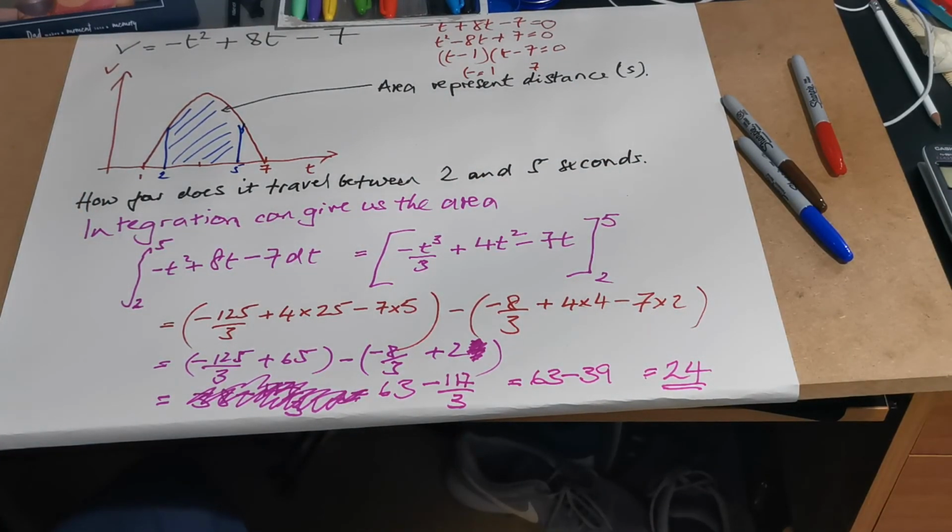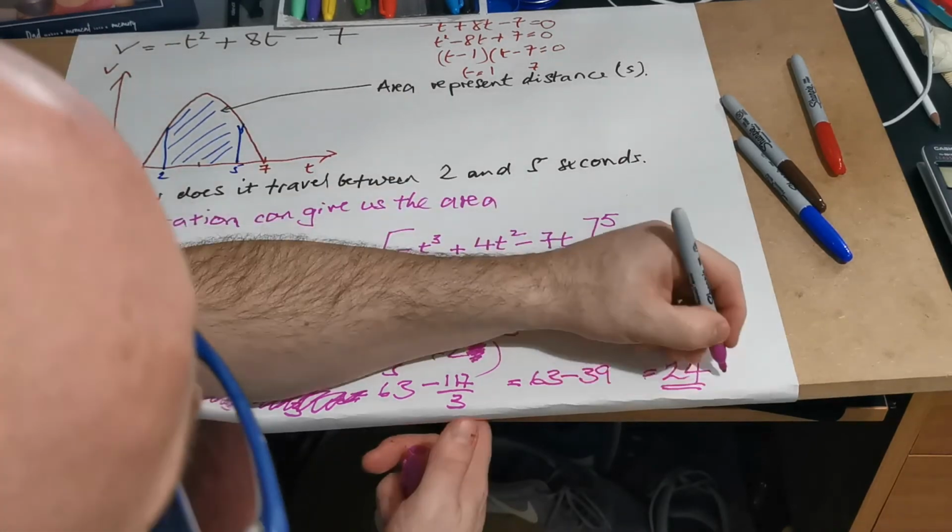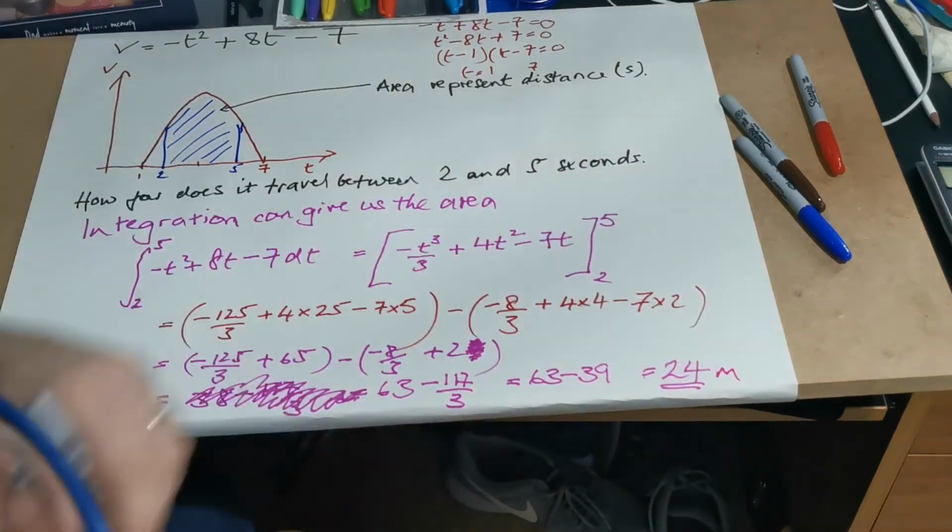And we have to go back to think about units. Velocity is likely to be in meters per second. Time is likely to be in seconds, so I think I'm looking at meters.